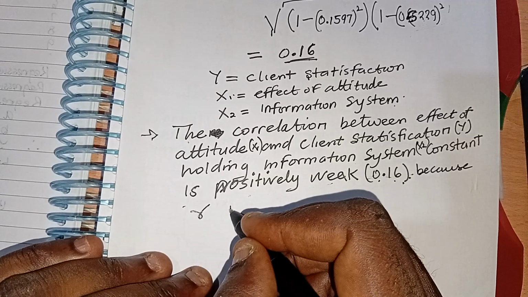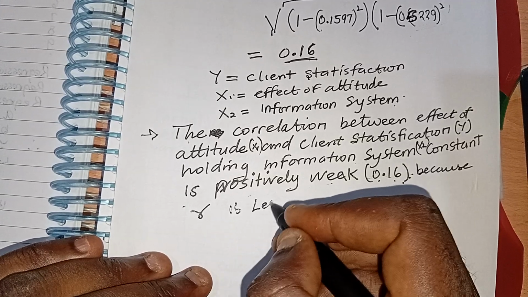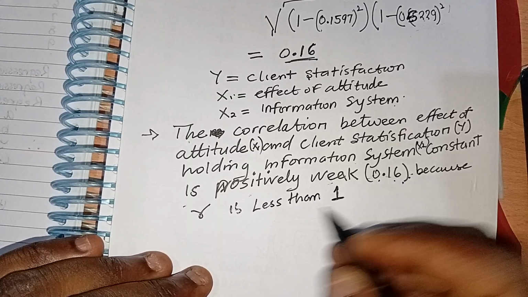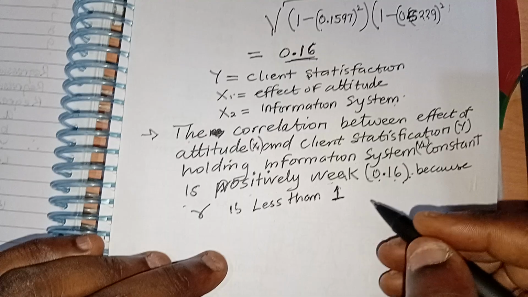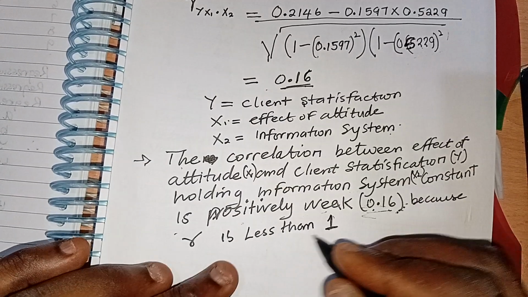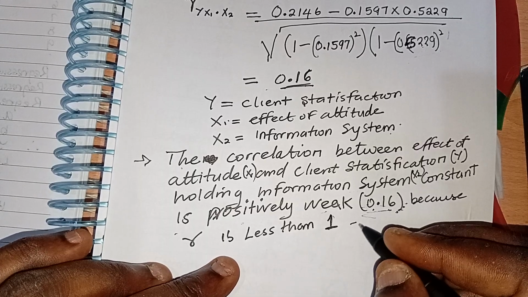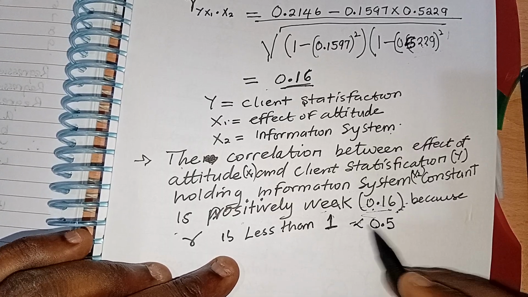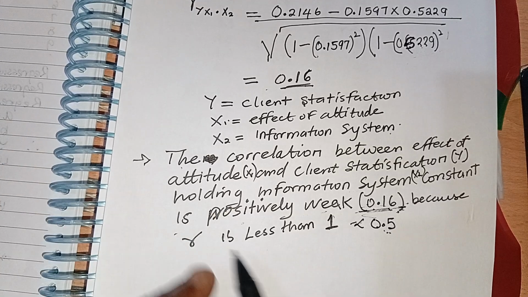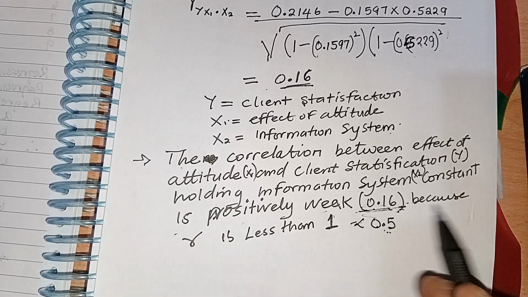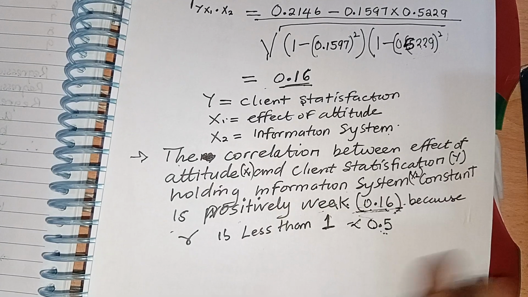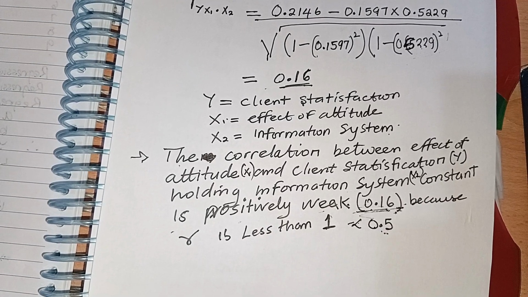Our r is less than 1, okay? Are you with me? Which is this figure. So based on this figure, if your figure is less than 0.5, and if you look at this, it's less than 0.5, you say the correlation between them is weak positive correlation, or positively weak. Hope that is clear.